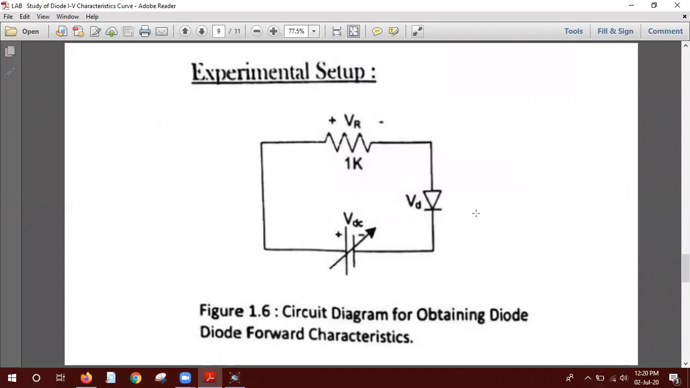So this will be the experimental setup or the circuit diagram. In practice, we will use a resistance, because when we increase the amount of DC voltage, the diode, being made of a material, may not withstand that amount of voltage. It may get damaged. So why do we use resistance? Resistance limits the current.